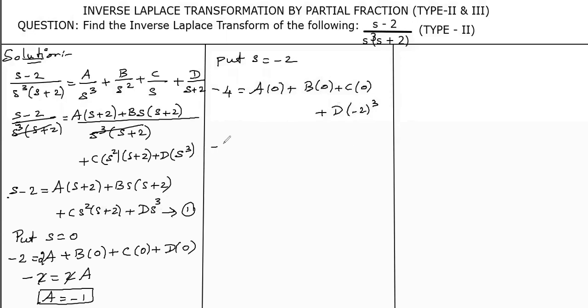So what will be there? Minus 4 equals d times, and minus 2 when cubed is minus 8. So the minus will get cancelled, and my d is 4 over 8. The answer is 1 over 2. So this is my d. So d equals 1 over 2.